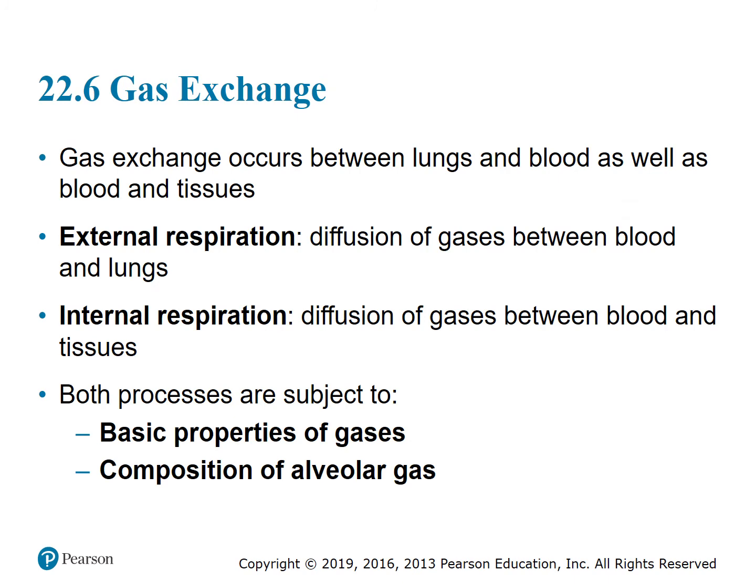Section 22.6, gas exchange. Gas exchange occurs between the lungs and blood, as well as blood and tissues. There's external respiration, which is the diffusion of gases between the blood and the lungs, and internal respiration, which we said is the diffusion of gases between the blood and the tissues. Both processes are subject to the basic properties of gases and the composition of alveolar gas.